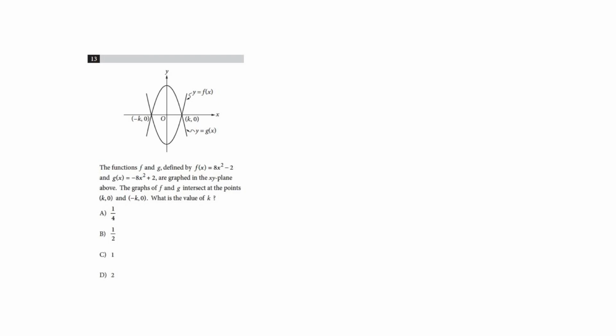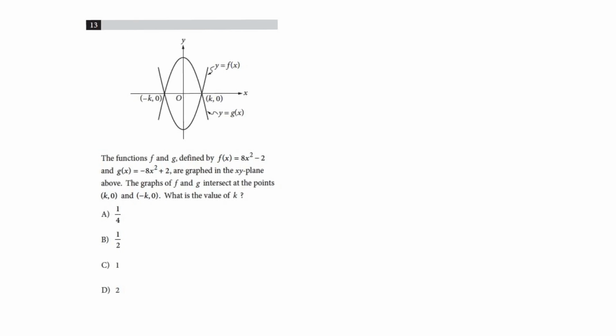Okay. 13. The functions f and g defined by f of x equals 8x squared minus 2, and g of x equals negative 8x squared plus 2, are graphed in the xy plane above. The graphs of f and g intersect at the points (k, 0) and (negative k, 0). What is the value of k?